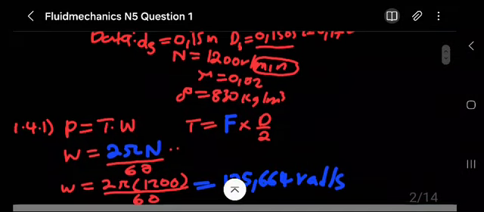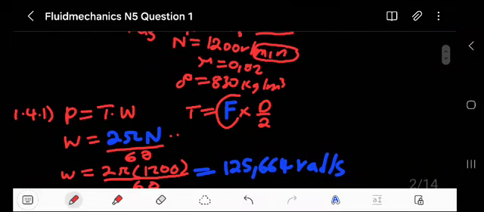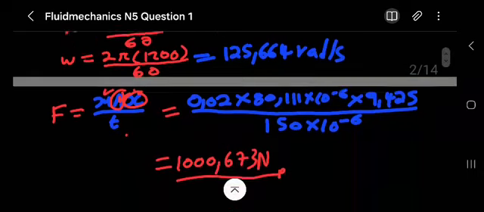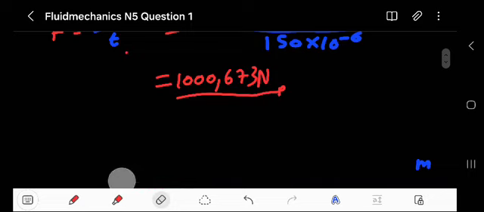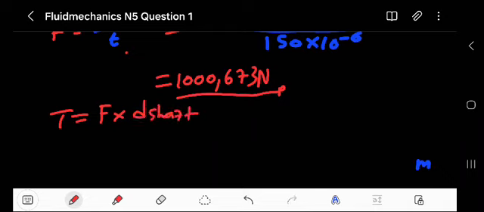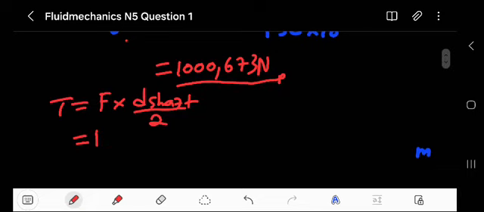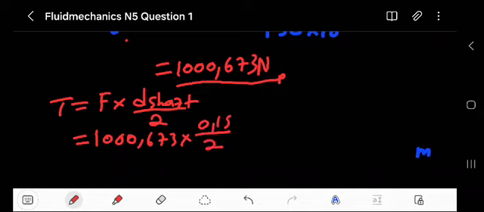Remember, the aim is to have this force now so we can calculate the torque. The diameter we have, this is the diameter of the shaft. Then the torque is force multiplied by the radius, which will be the diameter of the shaft divided by 2. The force is 100,673 multiplied by the diameter of the shaft, which is 0.15, divided by 2.